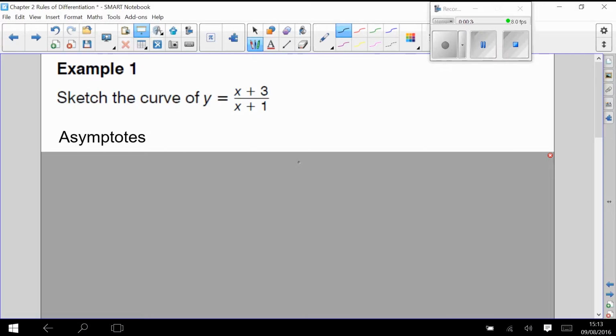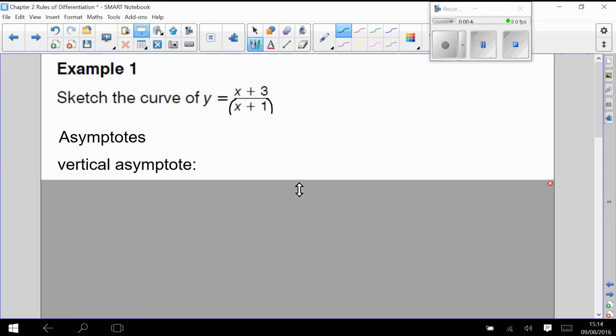As I definitely have a factor in the denominator that could not be cancelled out, I cannot have x plus 1 equals 0 because that would give me an undefined denominator. In other words, I am definitely going to have a vertical asymptote when x is equal to minus 1.